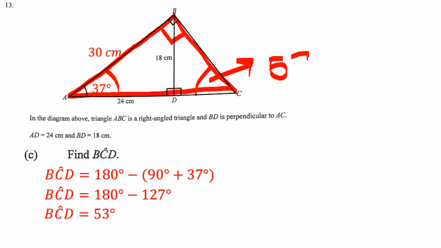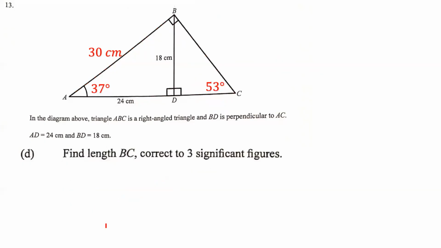How do we figure that out? Well, we know that the sum of the angles in a triangle is 180 degrees. So it's 53 degrees. Okay, let's move on to the next question.